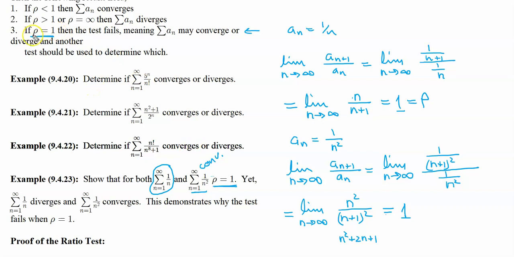Now, of course, once you find out that the rho is 1, then you can go back and try to use some other test to determine whether you have convergence or divergence. For these two, of course, you could use the p-series test.